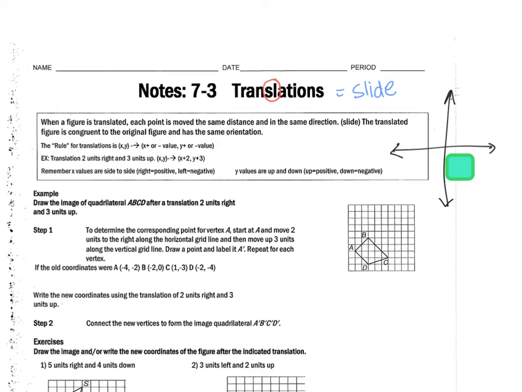So when a figure is translated, each point is moved the same distance and in the same direction. So the translated figure is congruent to the original figure, the size doesn't change, and it has the same orientation. So a translation preserves congruence and it preserves orientation.